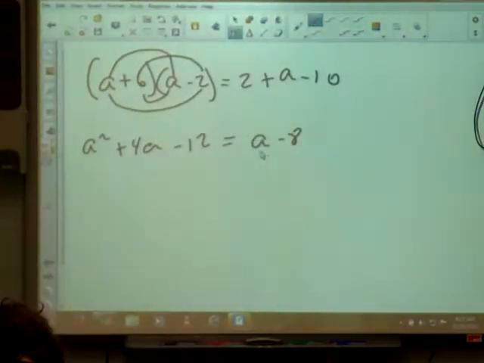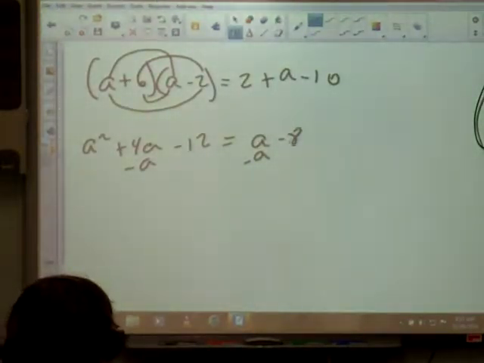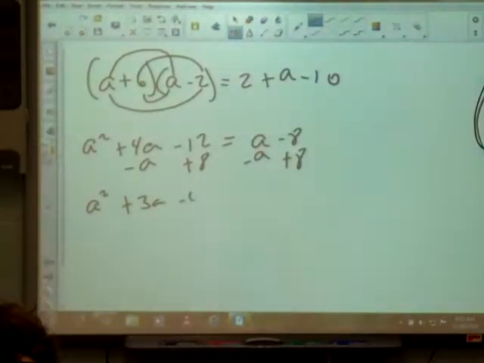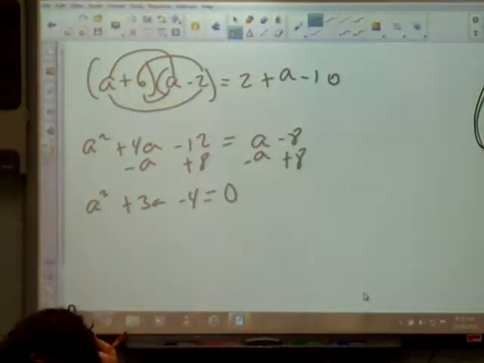Alright, I'm trying to get it set equal to 0. So I need to get rid of this a over here. So I'm going to subtract it from itself and from its buddy on the other side. This 8 is being subtracted, so I'm going to add it to itself and to its buddy on the other side. So that gets me a squared, 4a minus a is 3a, negative 12 plus 8 is negative 4. So it took us all of that work just to get to where we can factor it.